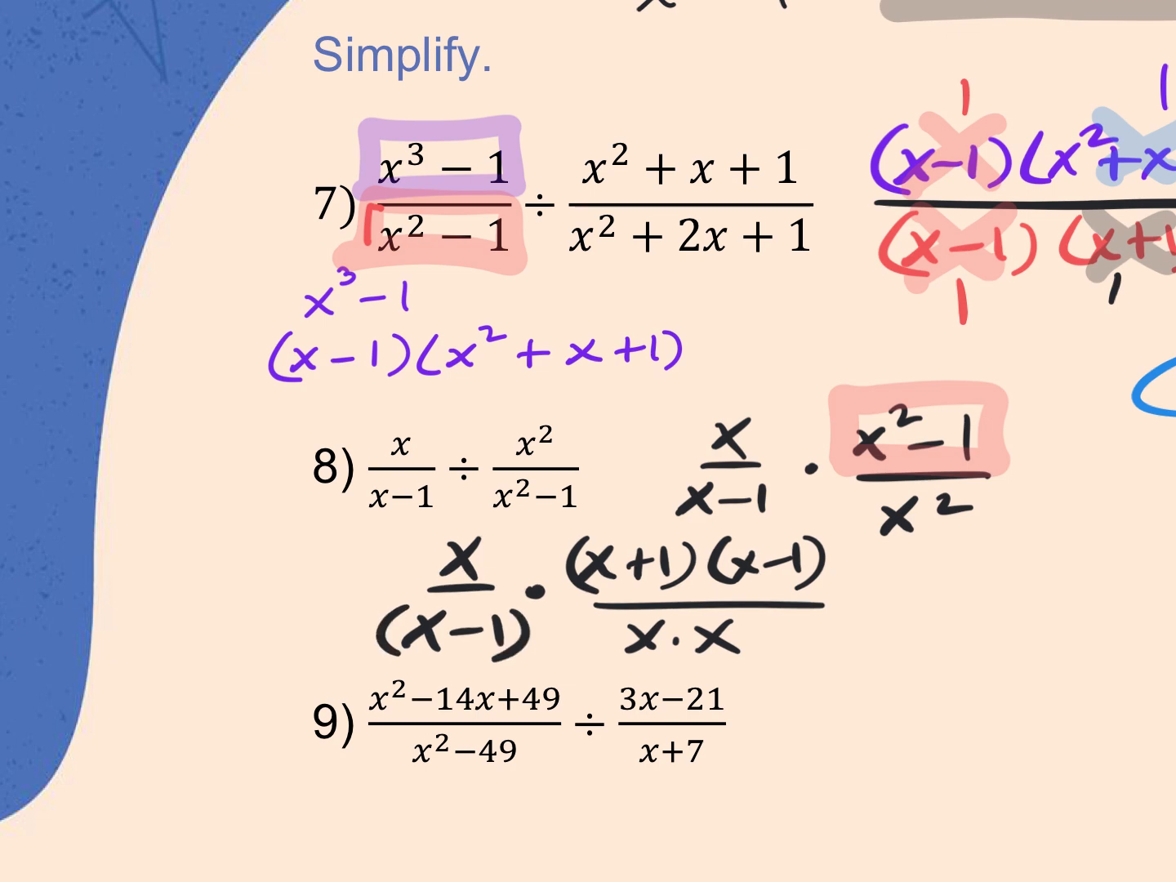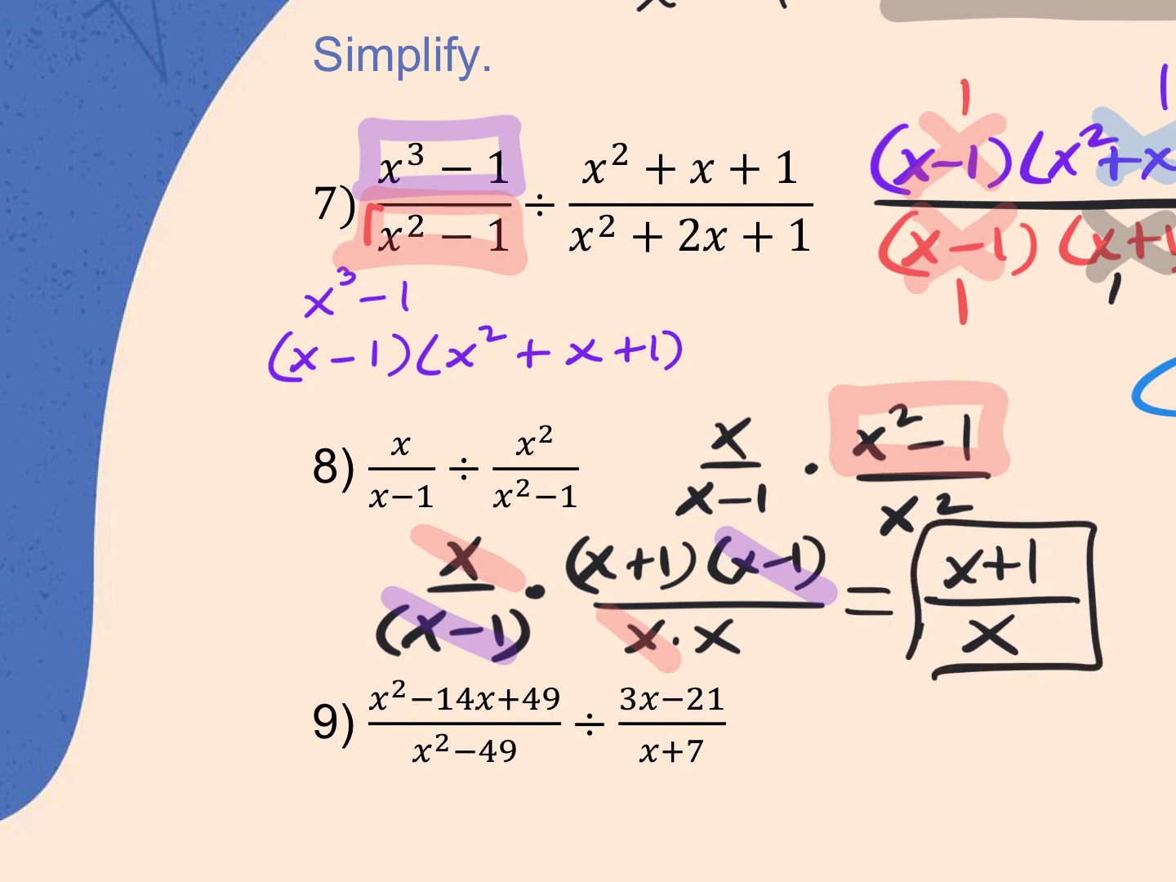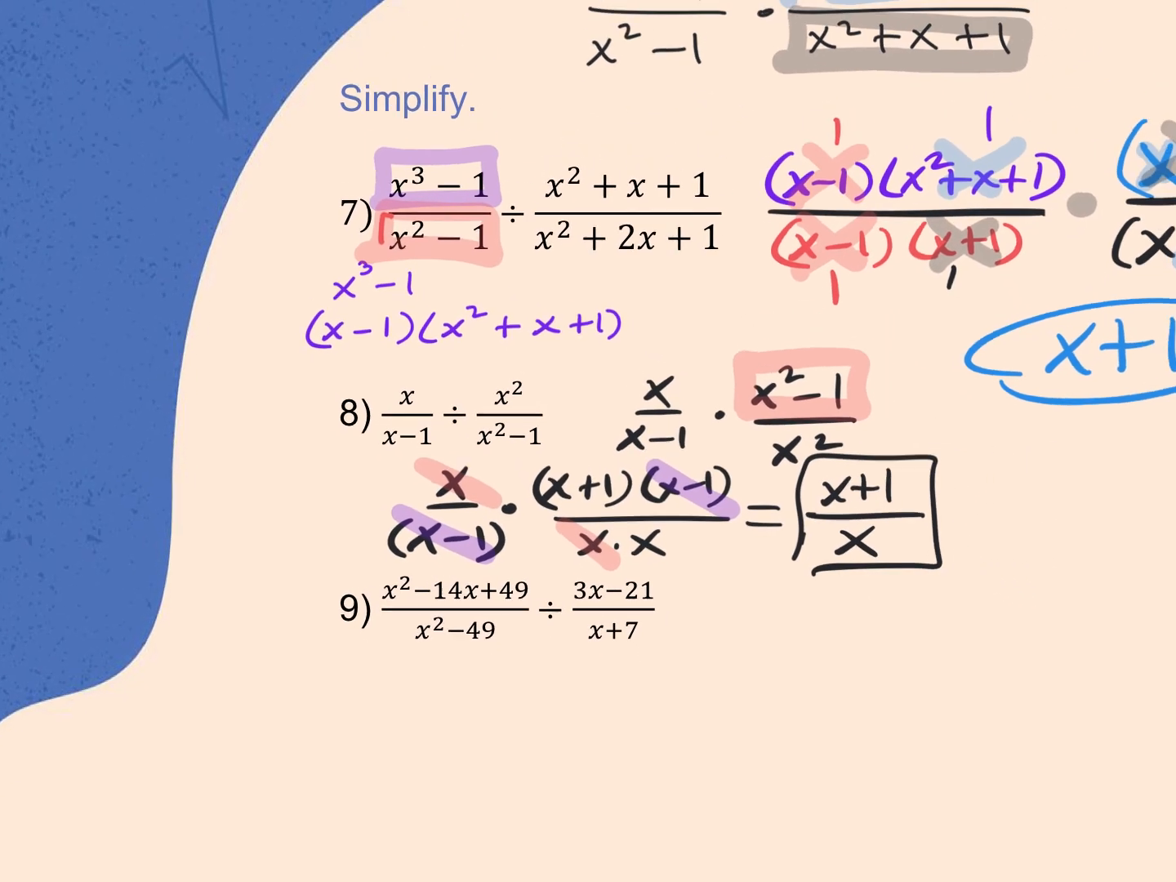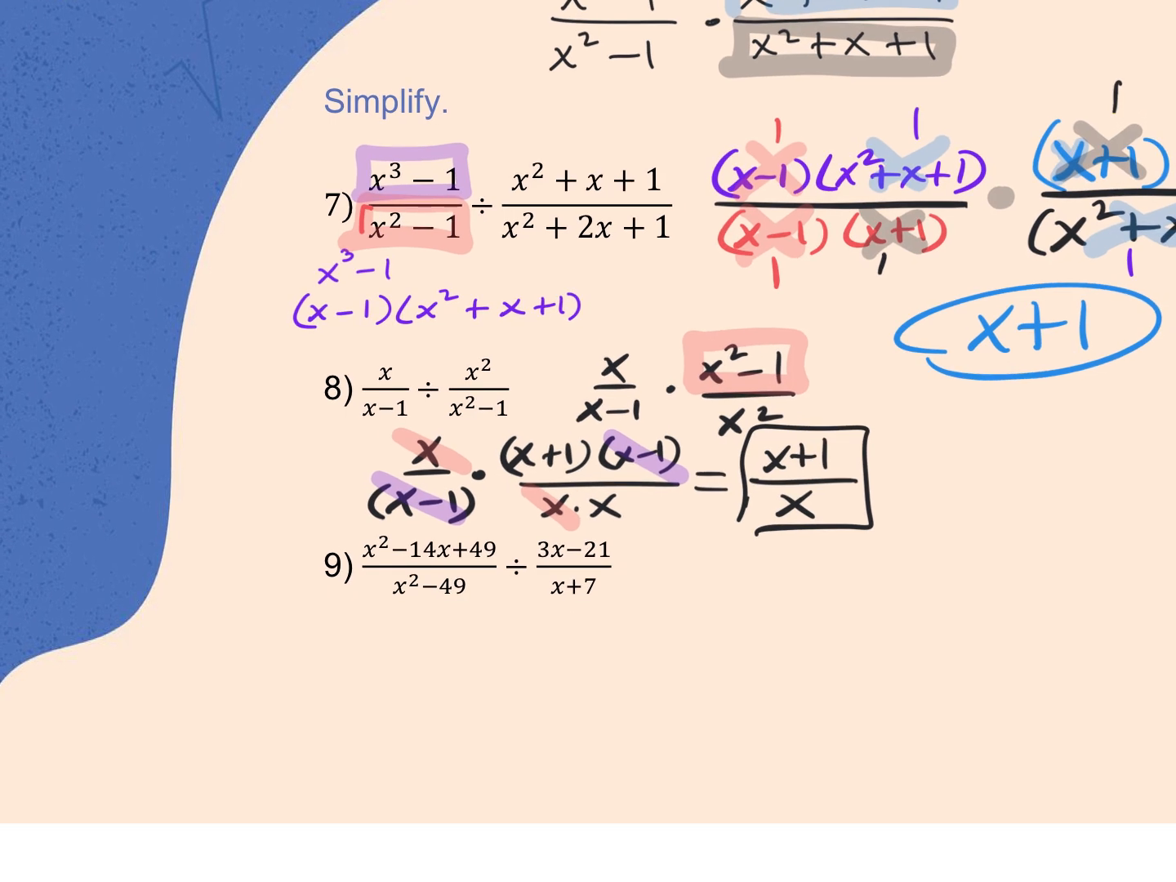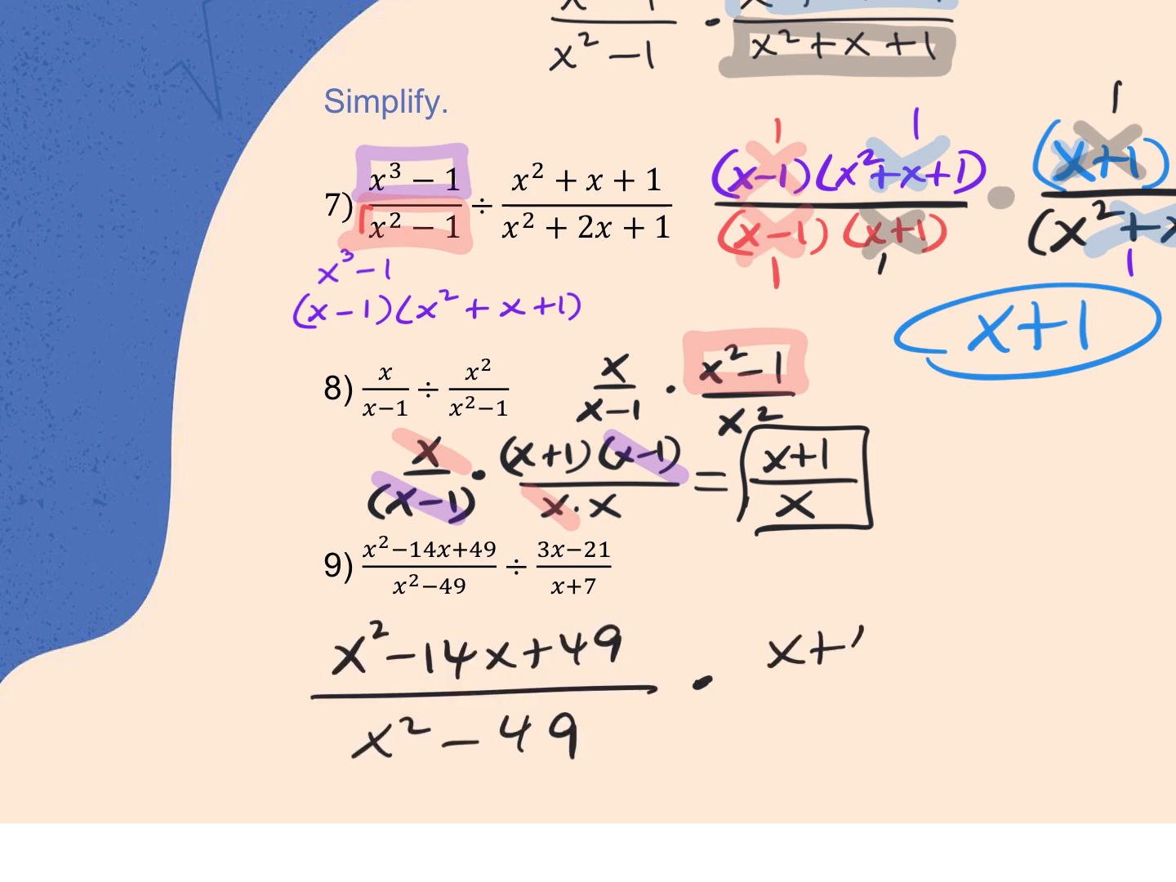So then now I look for things to simplify. I can get rid of one of the x's. I can also get rid of the x minus 1. So now what remains is the x plus 1 from the numerator over the x that's left in the denominator. And then one last division. And again, I am going to keep, change, flip it. So x squared minus 14x plus 49 over x squared minus 49. Change it to multiplication, flip upside down.